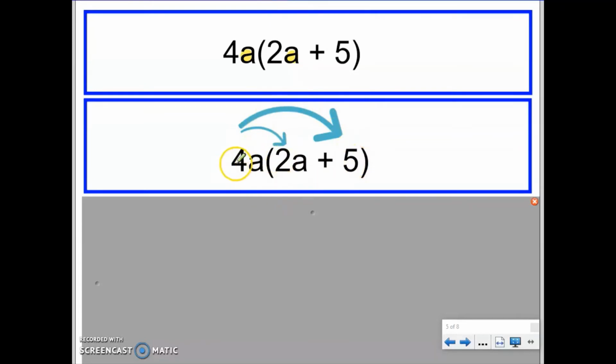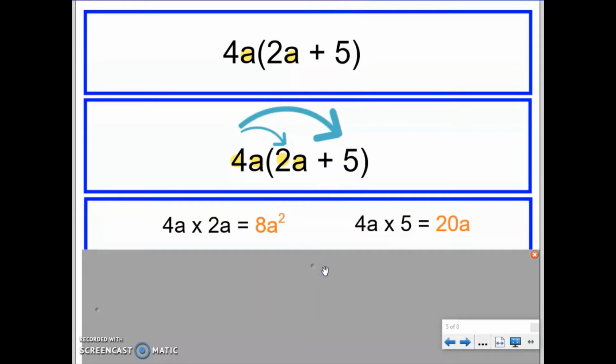If I work through the first multiplication, 4a times 2a, I multiply the numbers, 4 times 2, which gives me 8, and then I multiply the letters, a times a, which gives me a squared. So the answer to my first multiplication is 8a squared. Then I do my second multiplication, the big blue arrow. 4a multiplied by 5 is going to give me 20a.